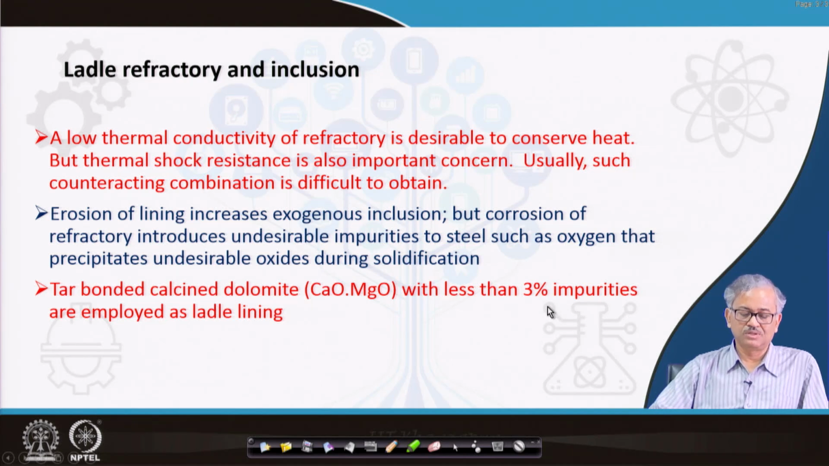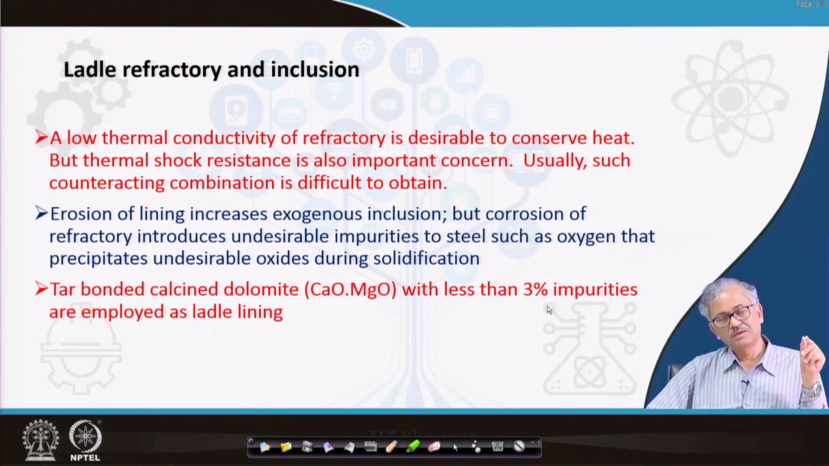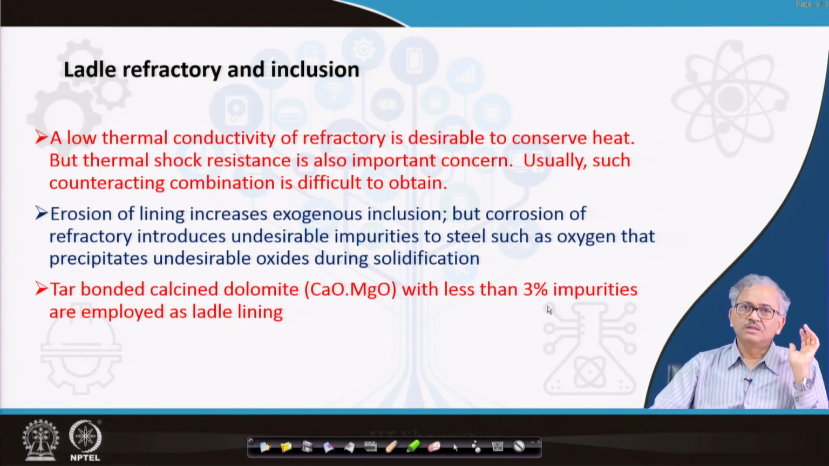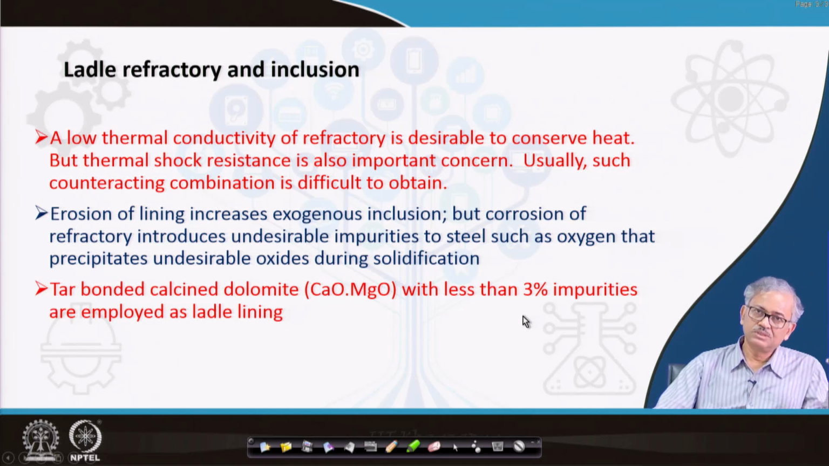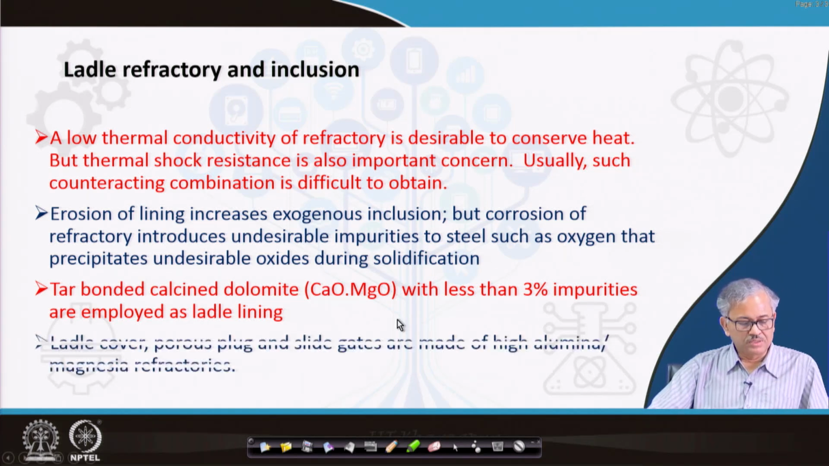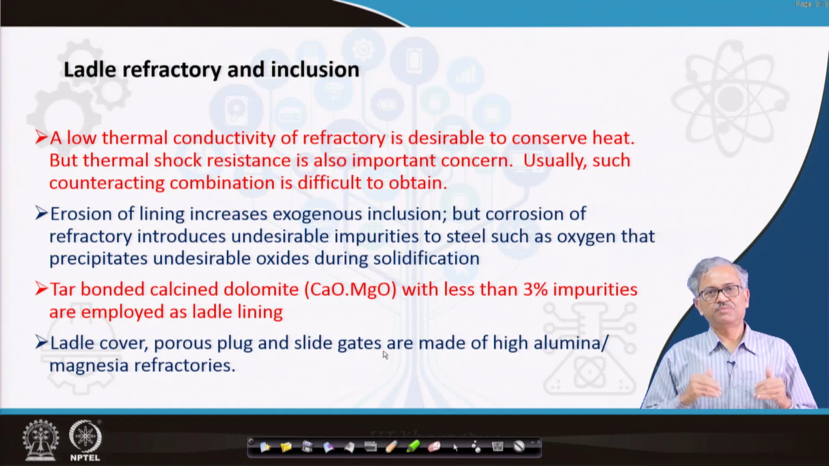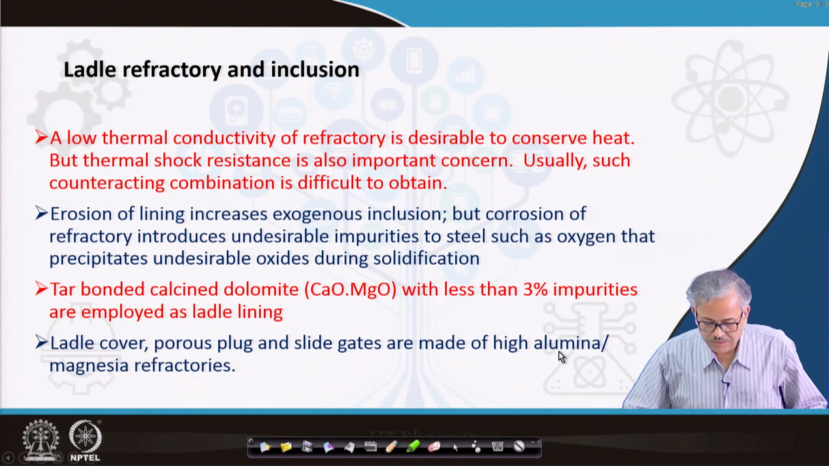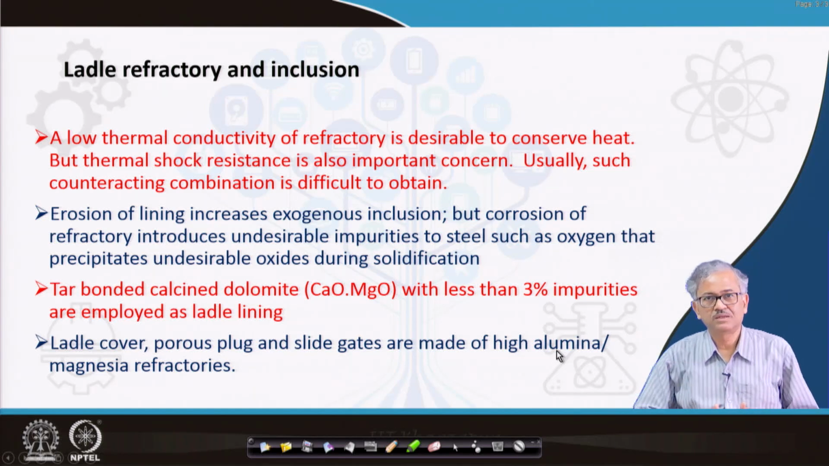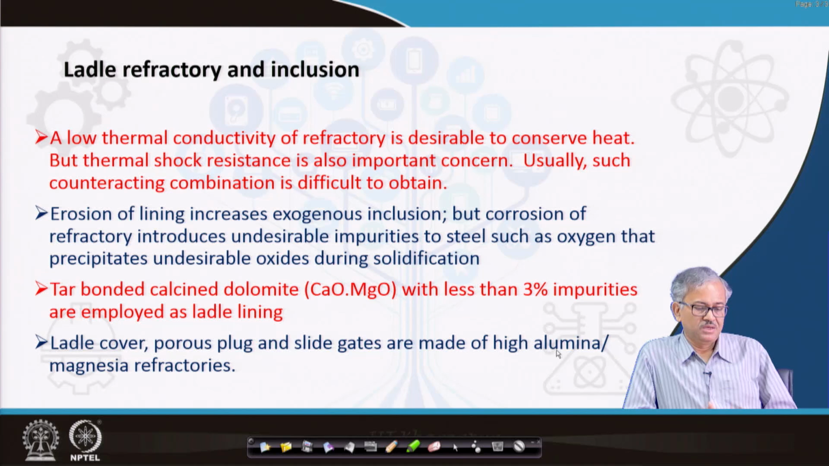You see, the impurities should not be there, because usually dolomite contains a lot of other impurities like silica. If impurities are there in the lining, they will be introduced into the hot metal. High dissolved oxygen will be introduced, and elemental impurities will also be introduced into the liquid bath. Ladle cover, porous plug and slide gate are made of high alumina or magnesia refractories, because they are much more inert compared to other oxides. MgO, alumina and calcium oxide are much more inert compared to silica.